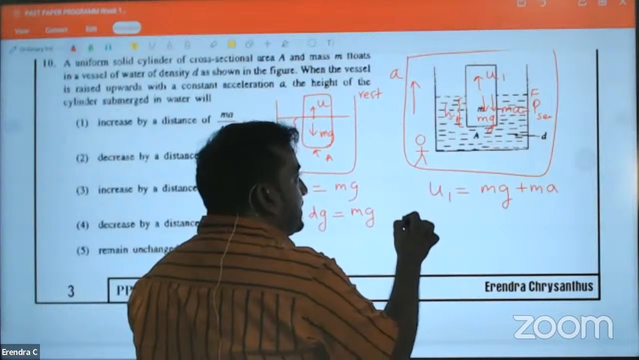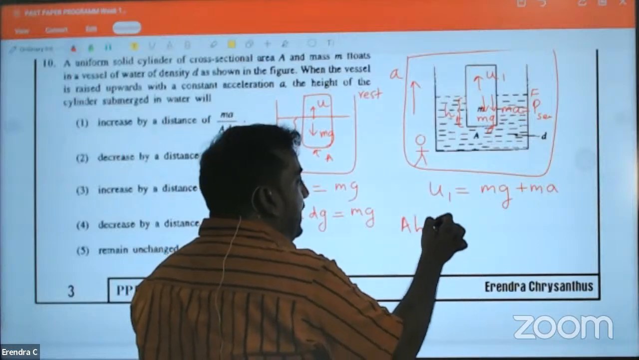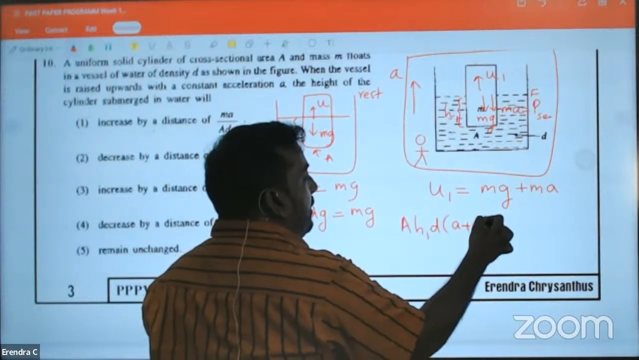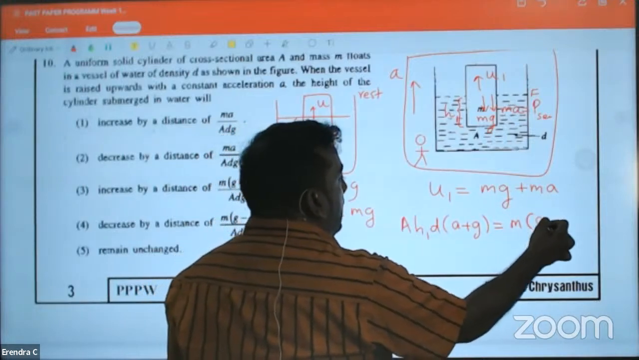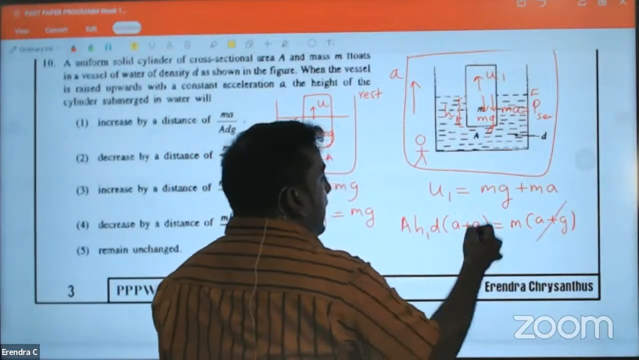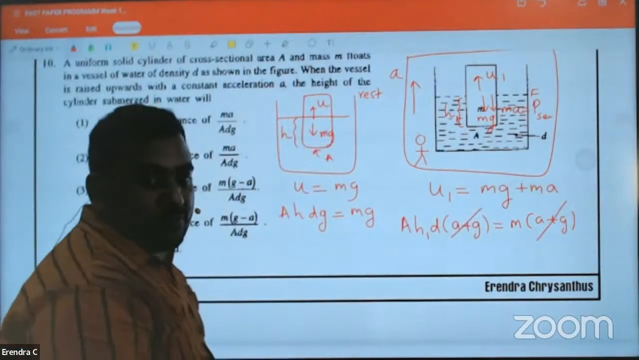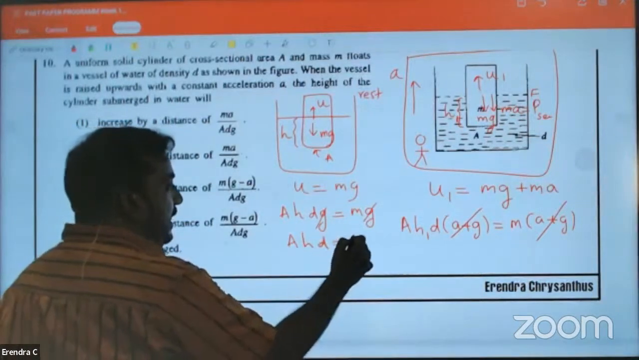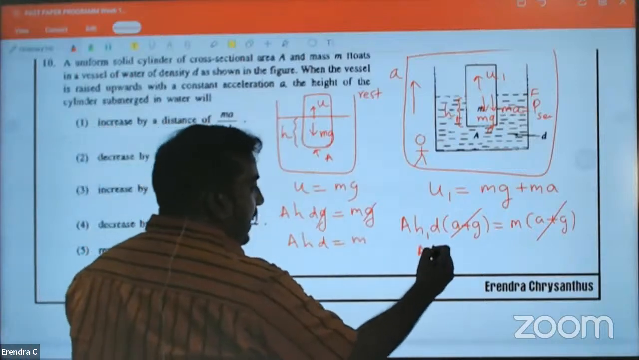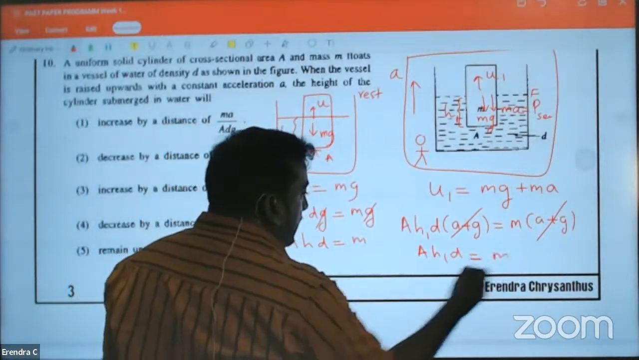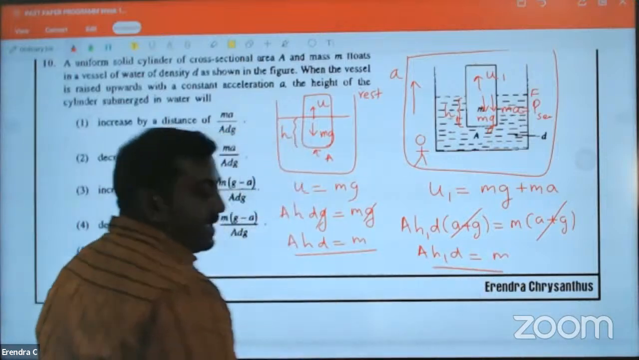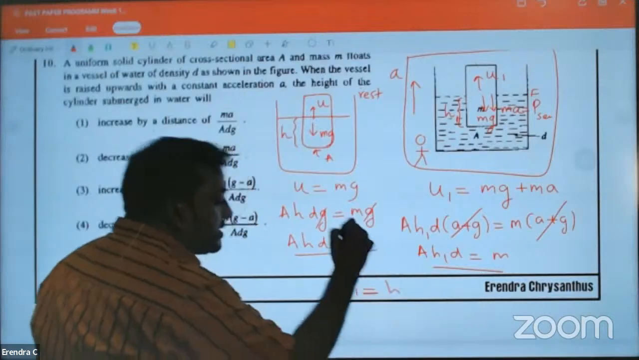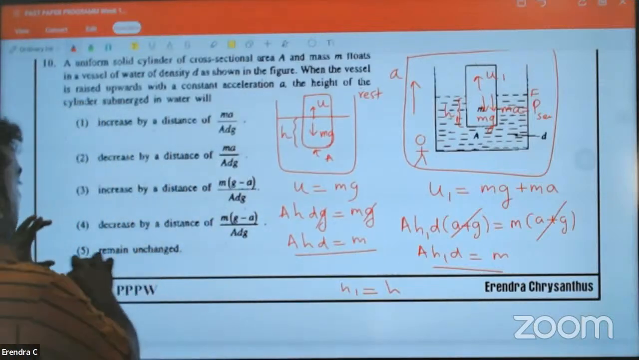Your upthrust is A H1 d. The resultant acceleration is A plus G. Take M out, A plus G. A plus G cancels off, so A H1 d equals M. This and this are both the same, so H1 is equal to H. The submerged height remains unchanged.